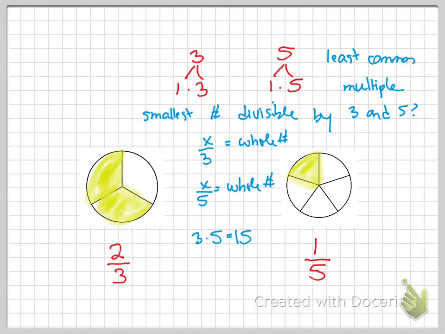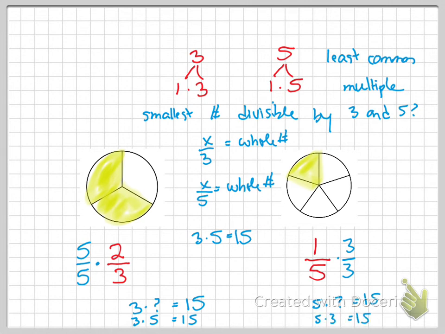So what that means is over here, to transform a 3 into a 15, I have to multiply by 5. In other words, 3 times what number is going to give me 15? Well, it's 3 times 5, which gives me 15. Likewise, over here, 5 times some number gives me 15, and the answer is that 5 times 3 gives me 15. So we can go ahead and multiply these together. We get 10 over 15 and 3 over 15.